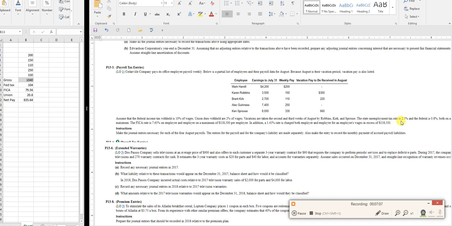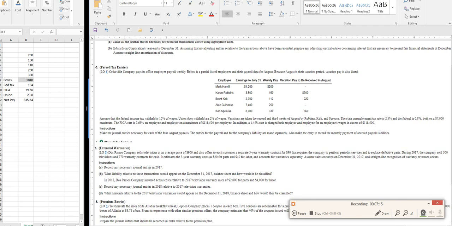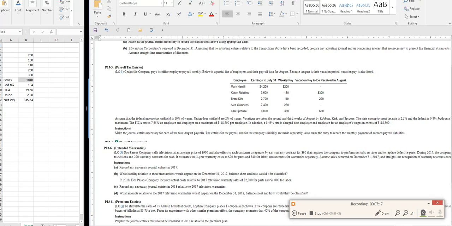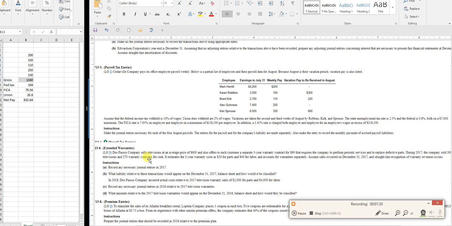The state unemployment tax is 2.5%, federal is 0.8%, and both are on a $7,000 maximum. The FICA rate is 7.65% with an employer maximum of $118,500 per employee. In addition, a 1.45% rate is charged to both employer and employee for wages in excess of $118,500. First of all, it looks like we're pretty safe on the $118,500. Nobody is going to go over it.